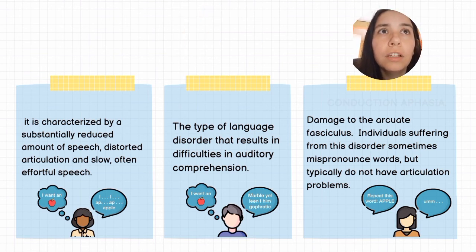Conduction aphasia is a problem caused by damage to the arcuate fasciculus. Patients who suffer this disorder don't pronounce some words, but typically don't have articulation problems. They are fluent, but the rhythm may be disrupted because of pauses and hesitations.